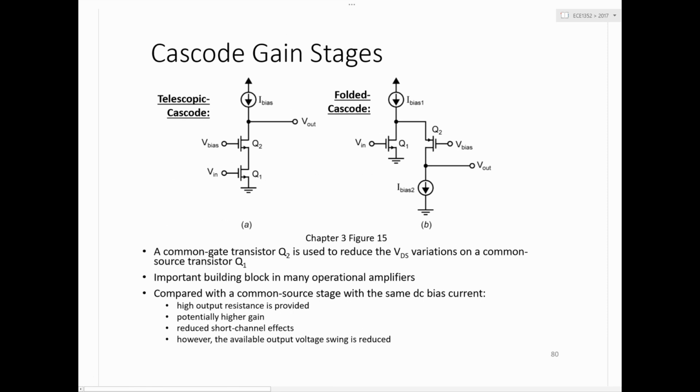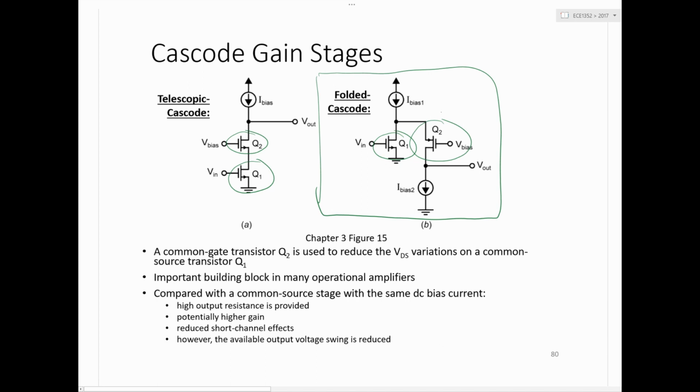But I want to get to this part here, cascode gain stages. So two types of cascode gain stages, the telescopic cascode and the folded cascode. At first glance, it can sometimes be a little intimidating or complicated to look at a folded cascode, but always recognize that both the telescopic and folded cascodes are basically a common source transistor, Q1 in both cases, followed by a common gate transistor, Q2 in both cases.